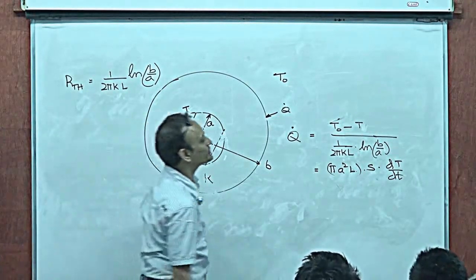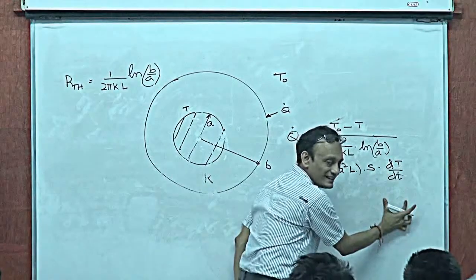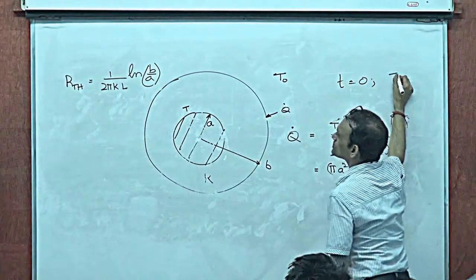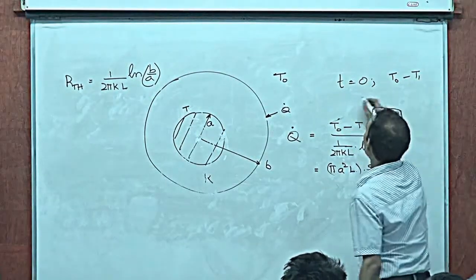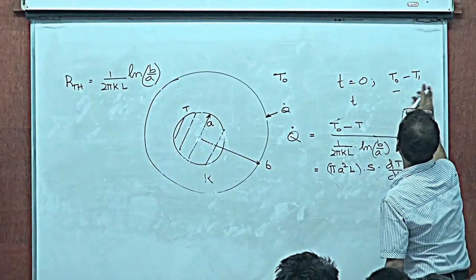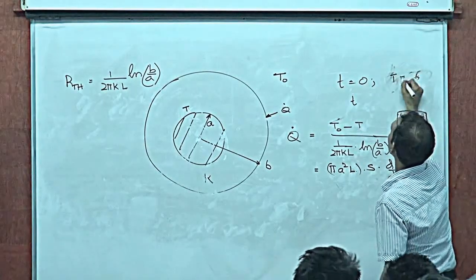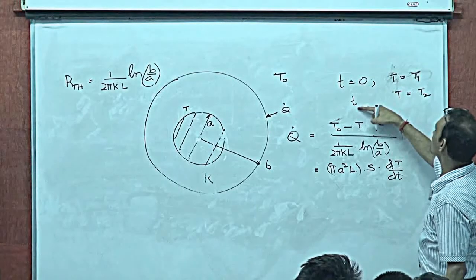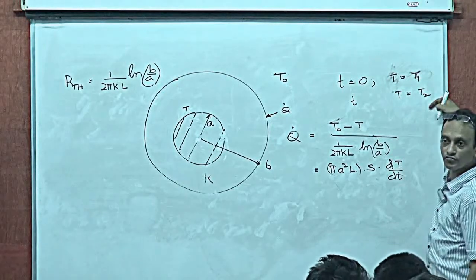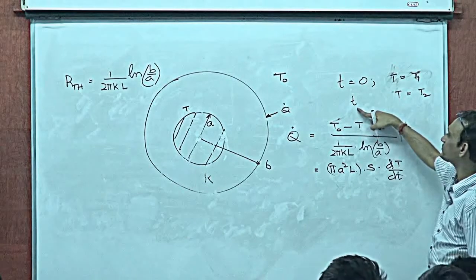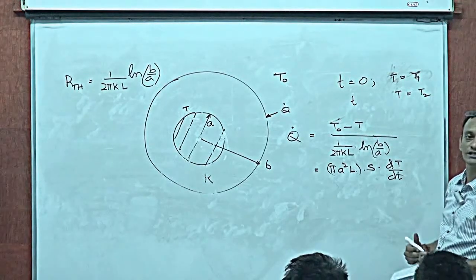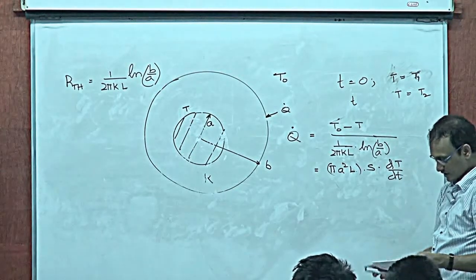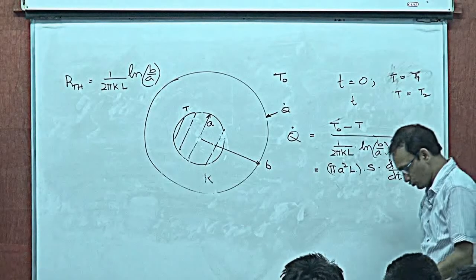All that you need to do is bring this T naught minus T below this, dT, and integrate. At time t equal to 0, the temperature difference was T naught minus T1. At time t equal to 0, T is T1, and at time T, T becomes T2. So, the limits of integration would be 0 to T, and T1 to T2 for the cylinder. And you can find the instant of time T when the temperature will become T2 for the cylinder. Let me illustrate it. Okay, now 4. Look at 4.